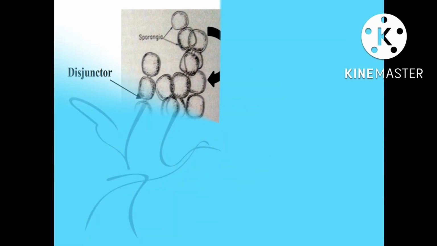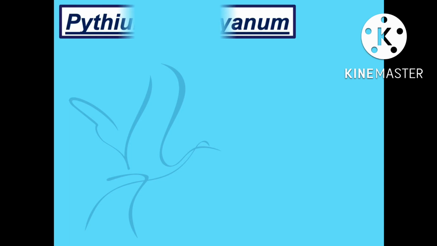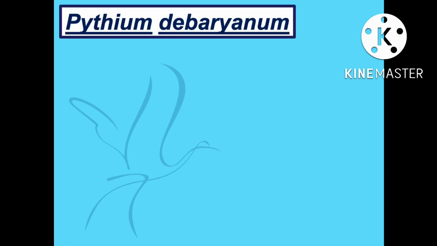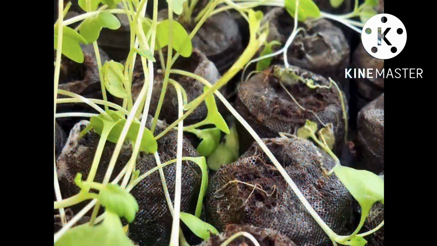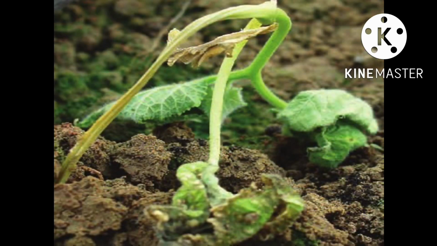So this is about Albugo or Cystopus. Next is Pythium debaryanum. The most common species of Pythium is Pythium debaryanum, which causes damping off disease of seedlings, common in tobacco, tomato, mustard, chilies and cress seed beds all over the world.